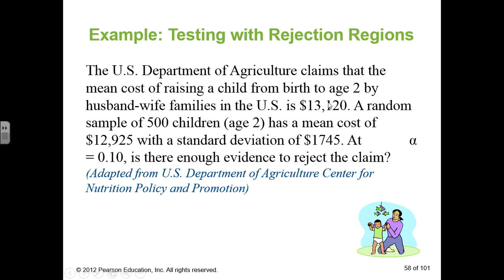Let's do another example. Suppose the U.S. Department of Agriculture claims that the mean cost of raising a child is $13,120. "Is" stands for equals, which means our claim is the null hypothesis. They randomly select a sample of 500 children, and from this sample, they find the mean cost to be $12,925 with a standard deviation of 1,745. Let's use an alpha, or significance level, of 10% to test this claim.